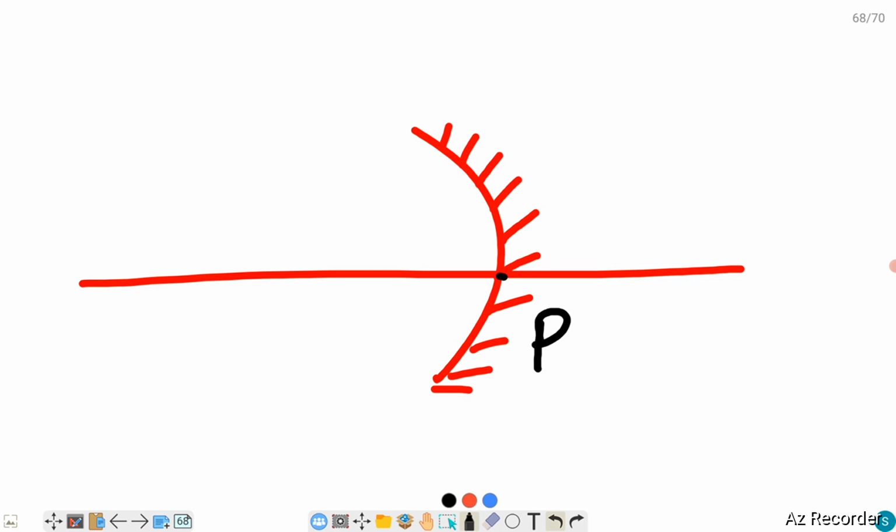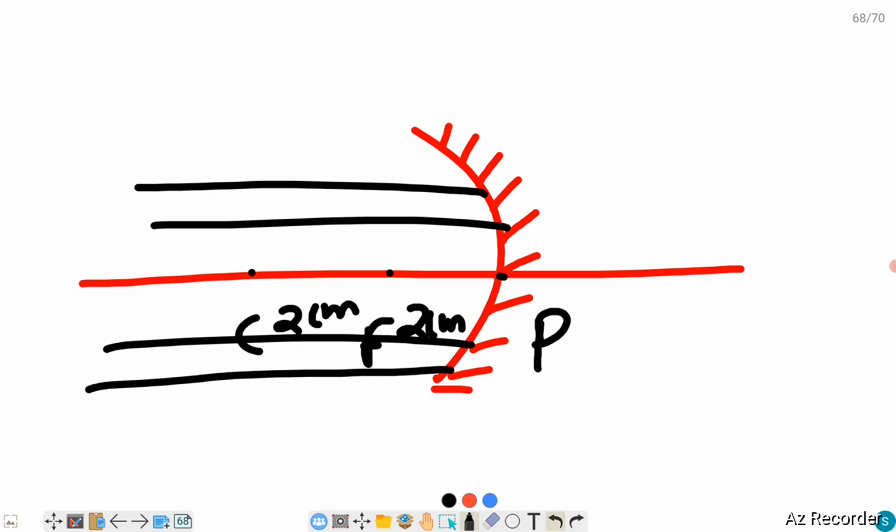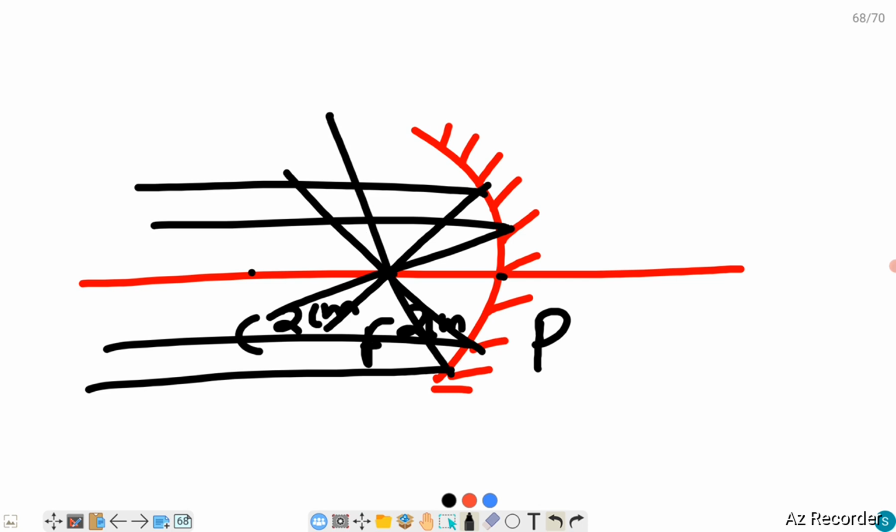Whatever I am drawing now, I'm just marking. As I told you, you just need to use your scale and take 2 centimeter and 2 centimeter. Then only it comes correctly and neatly. Whenever you take parallel rays, what happens? All the rays will be reflecting and meeting at one point. This we have already seen. So this point is focus. So arrow marks are important for incident rays and reflected rays. Okay. So this is the first ray diagram.